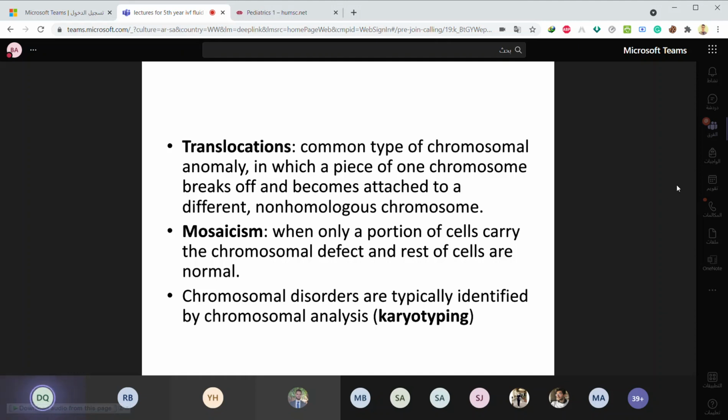Chromosomal disorders are typically identified by chromosomal analysis, karyotyping. So karyotyping is the test we do to detect chromosomal anomalies.